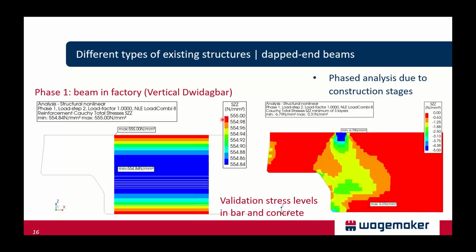Apparently, we have loaded the bar to a maximum stress level of approximately 550 megapascal, which is correct. And due to that pre-stressing load, a compressive stress field was introduced as indicated on the right-hand side. And perhaps you are questioning why the top side is much higher loaded than the bottom side.